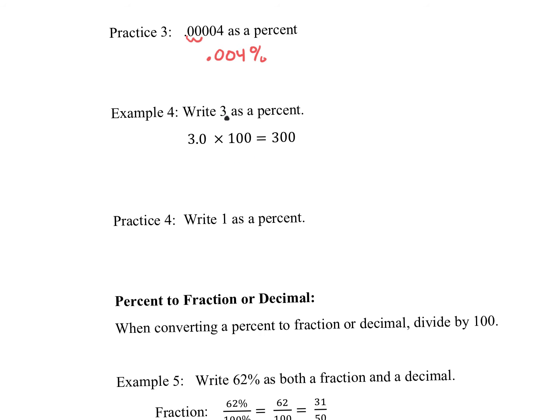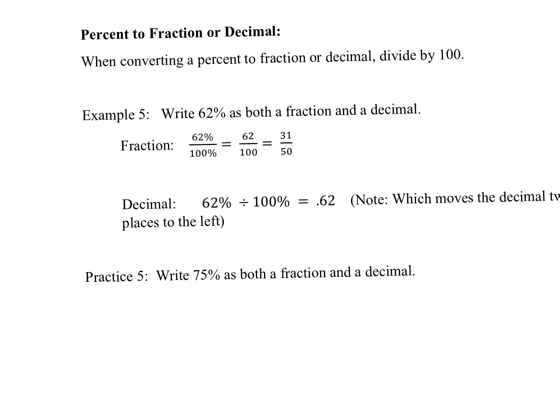The next problem asks us to write 1 as a percent. So we can take 1.0, multiply it by 100, and we will get 100%.